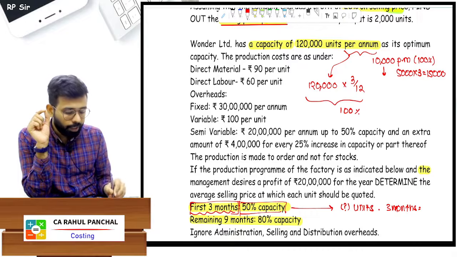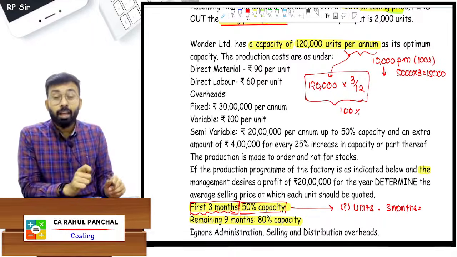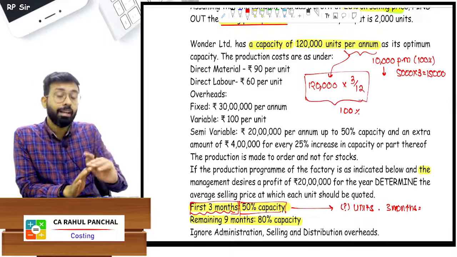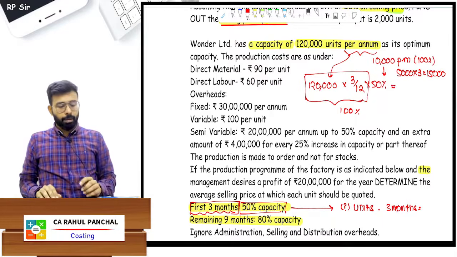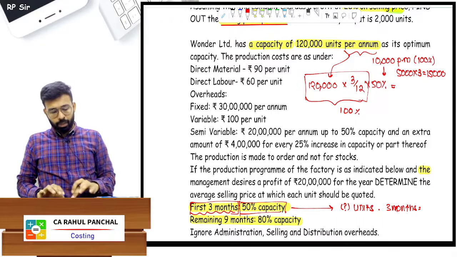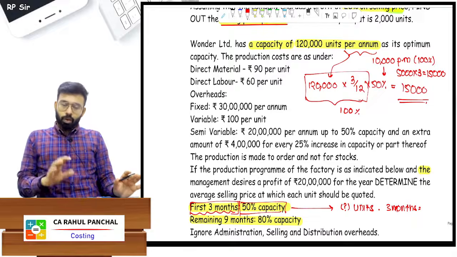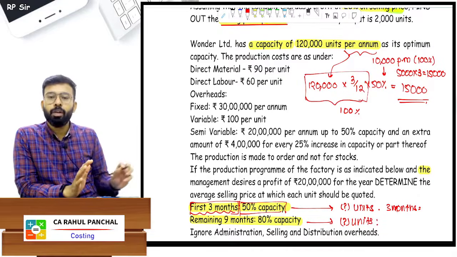Or what you can do is, 1,20,000 into 3 by 12, you get the answer for 3 months. But that is the answer only when you work at 100%. But you are going to work at 50%, so multiply by 50%. 1,20,000 into 3 by 12 into 50%, and that answer will be 15,000. So the answer should be 15,000. Now please, based on this explanation, at least give me the right answer for this. In the next 9 months how many units will be produced?